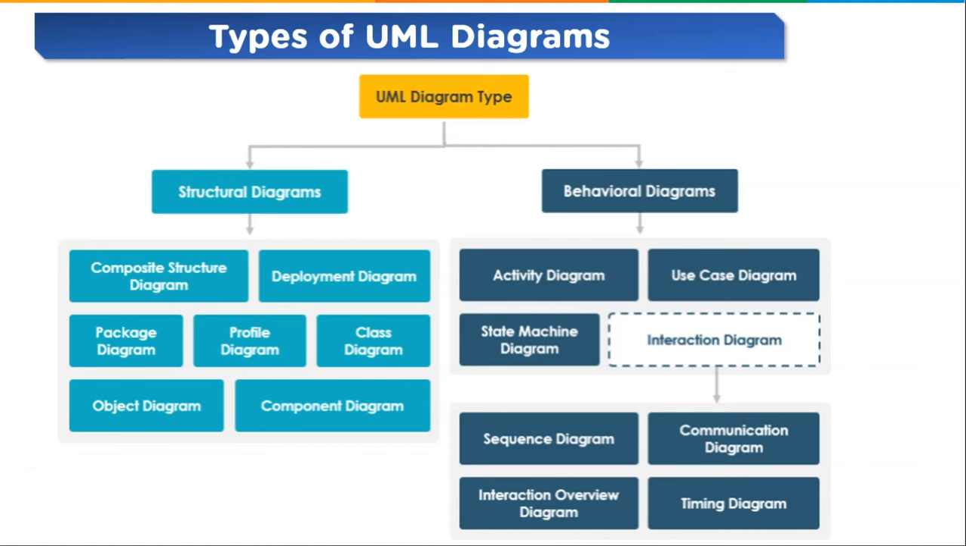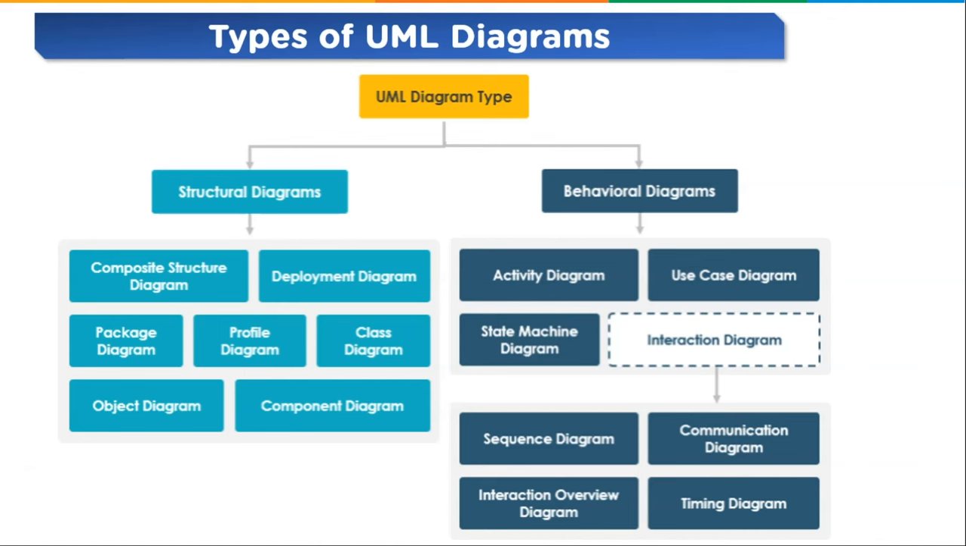And then there are interaction diagrams. As you can see in the flow of the diagram, that is UML diagram type, there are interaction diagrams, and below that there are communication diagrams that focus on the interaction between objects but highlight their organization and relationships, and a communication diagram shows objects, their links and the messages exchanged.